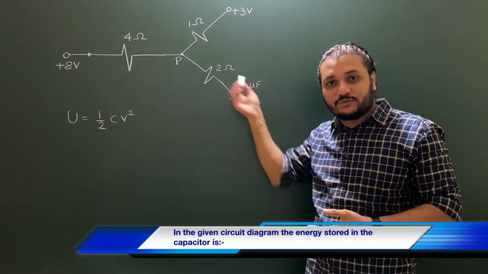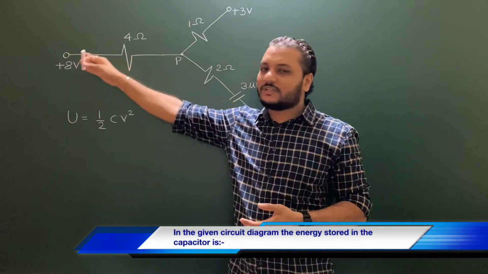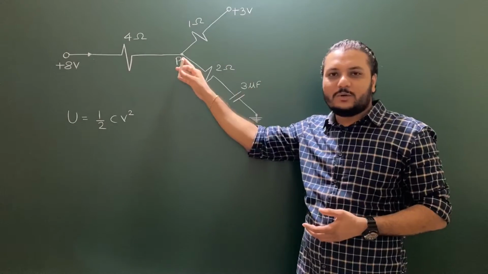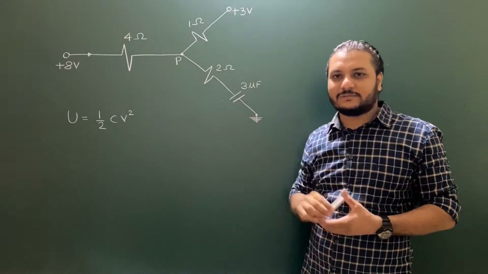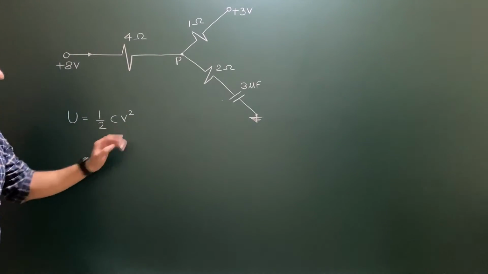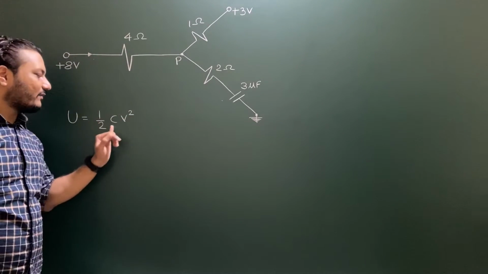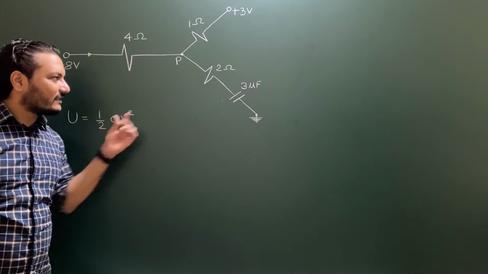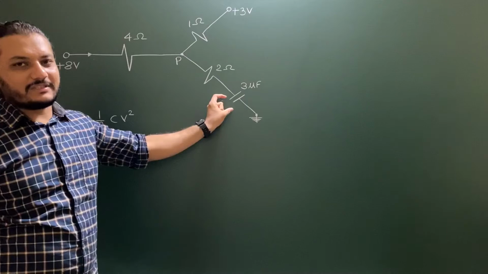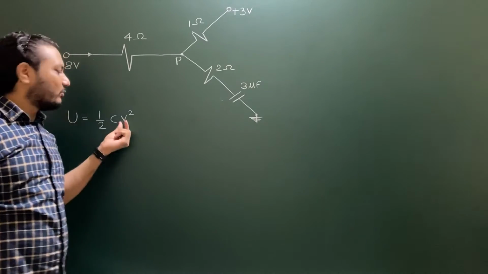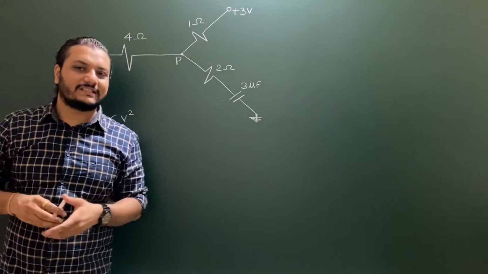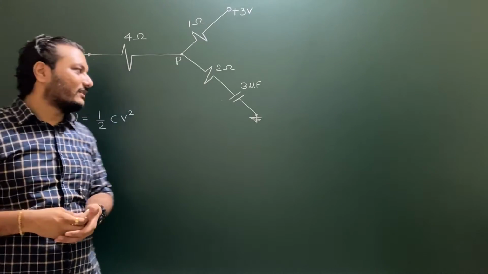Once the capacitor gets fully charged, all the charges which were coming from this side, after reaching this junction, will pass through that branch. No other charges will pass through this capacitor. Energy stored in the capacitor is given by this formula, that is U is equal to half CV square, where C is the capacitance of this capacitor and V is the potential drop across this capacitor. So if we somehow calculate that potential drop, then we will be able to calculate the total energy stored in this capacitor. So let us find out that potential drop.